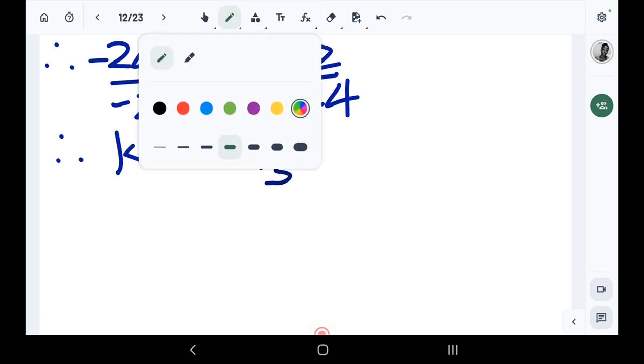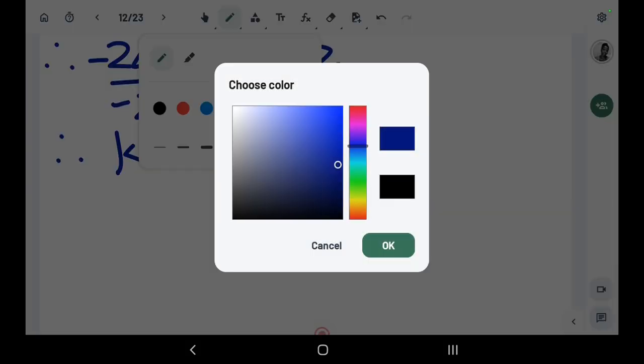This is a tad bit dark. Okay, let's reduce the darkness a little.